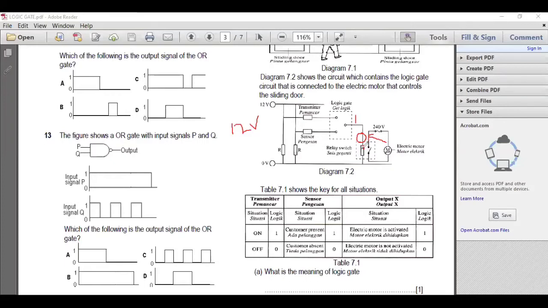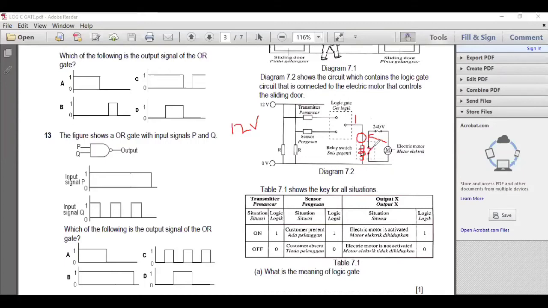Relay switch, basically you have a coil here. You use the concept of electromagnet. That means when current passes through the coil, what happens? It becomes an electromagnet, it will pull the switch, so it will be on. But if there's no current, what happens? Without magnetism, this one will be open.